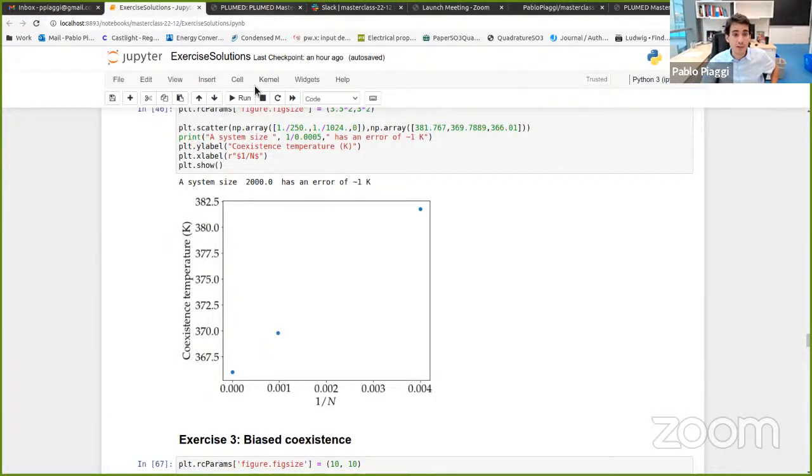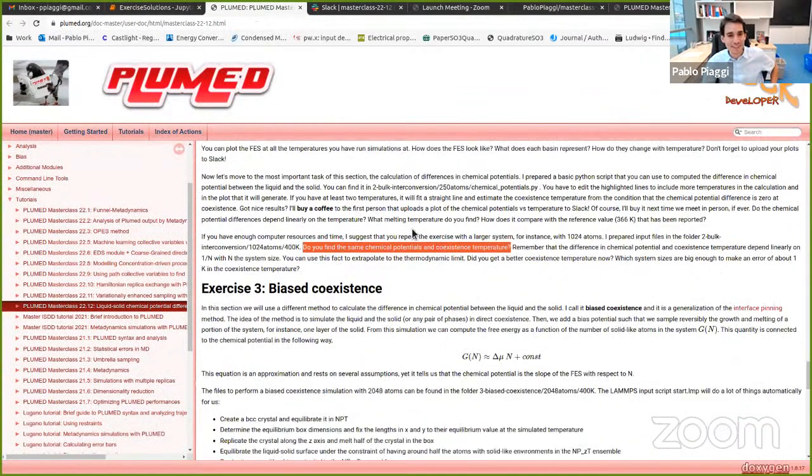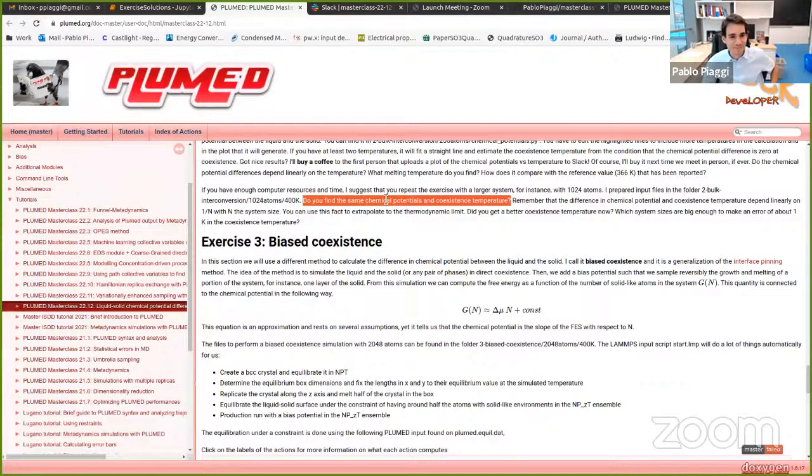Okay, so that's it for exercise number 2. That was the bulk interconversion method. It's a name I coined myself. I'm not sure if someone has given it a different name in the past.